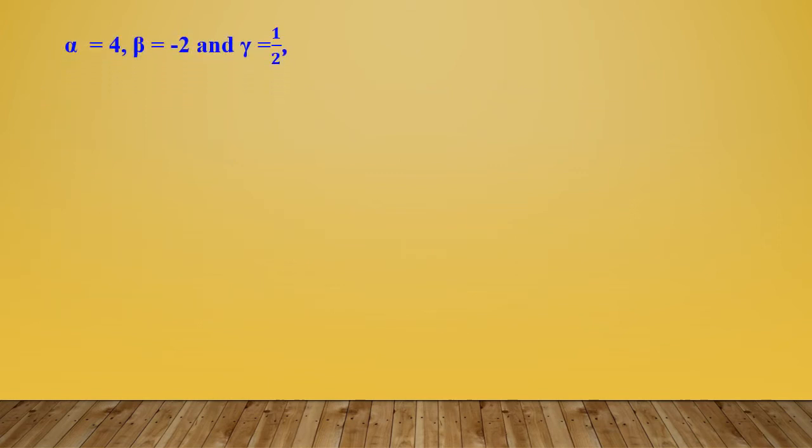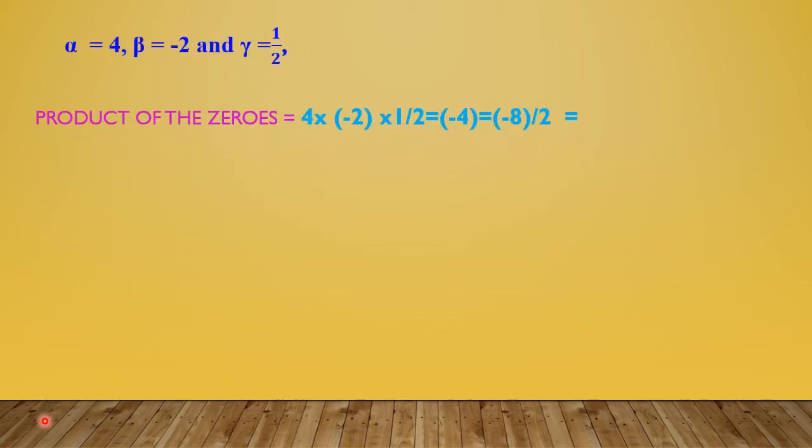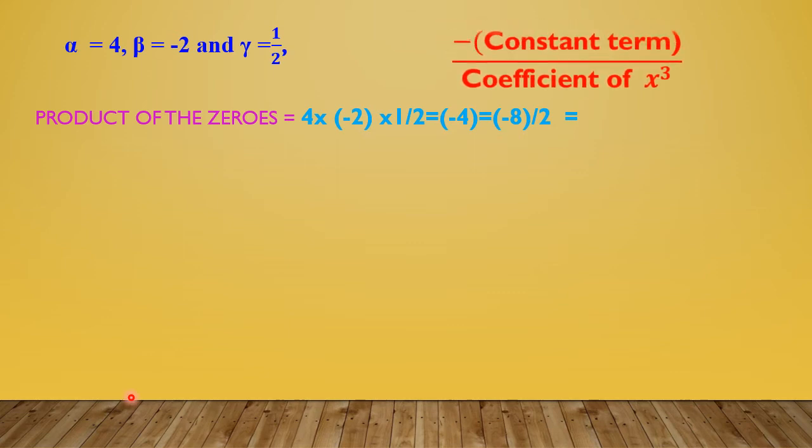As we know, alpha is equal to 4, beta is equal to minus 2 and gamma is equal to half. Now let us take the product of these zeros. So what do we get? We get 4 multiplied by minus 2 multiplied by half, and the result is minus 4. Now we are going to compare it with the coefficients of the cubic polynomial which we have taken.